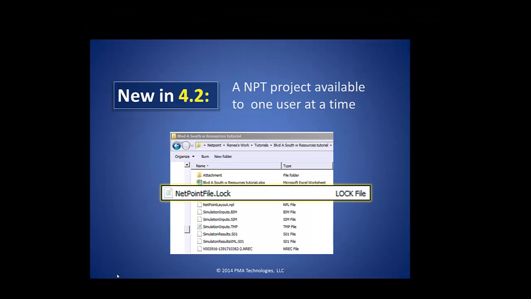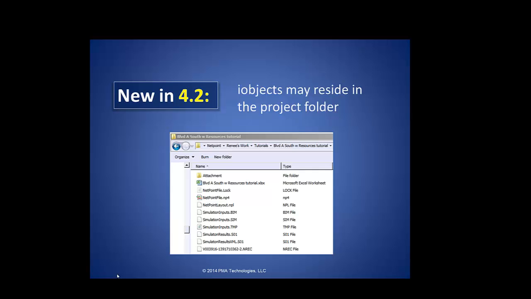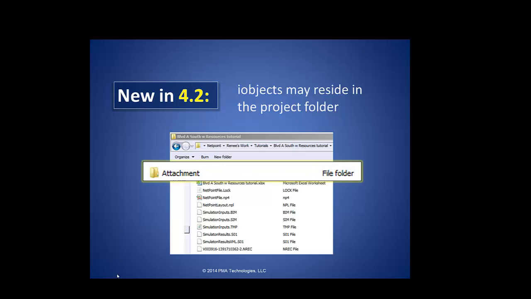One new feature in 4.2, a NetPoint project can only be available to one user at a time. This is enabled by a lock file. Also, you can create several layouts through the Layout Manager. These are stored in an NPL file. iObjects can now also reside within your project folder. So when you want to send a file, you can send it with all of your attachments as well.